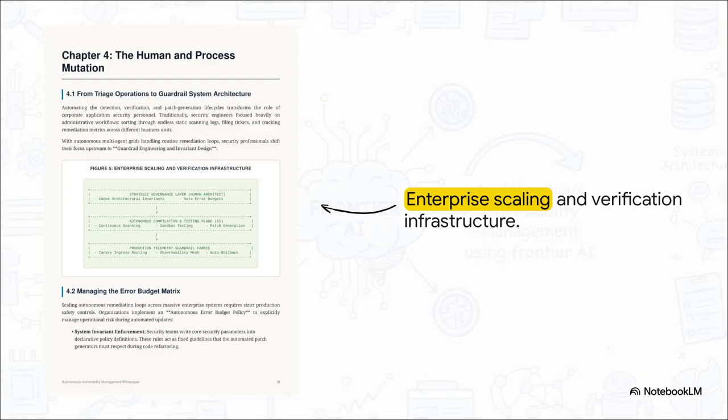Looking at the enterprise scaling infrastructure here, you've got the strategic governance layer right at the top. These are your human architects coding the invariants and defining the error budgets. Right below that, you have the AI, which is running the autonomous compilation and testing plane. And at the foundational level, holding the whole shebang together, is your production telemetry guardrail fabric. It's really this perfectly balanced ecosystem of human strategy and machine execution.